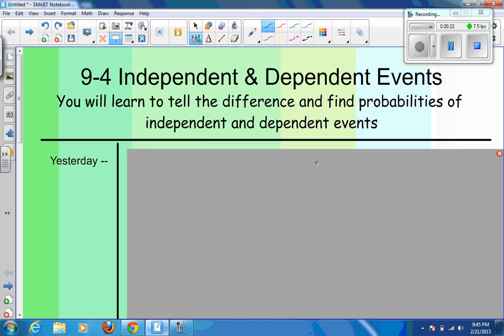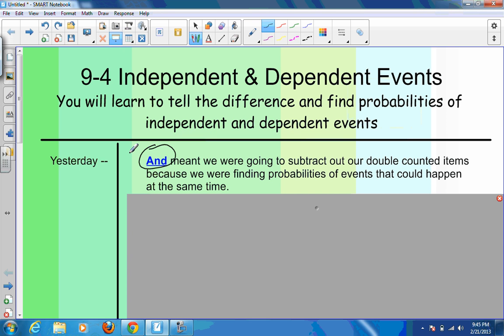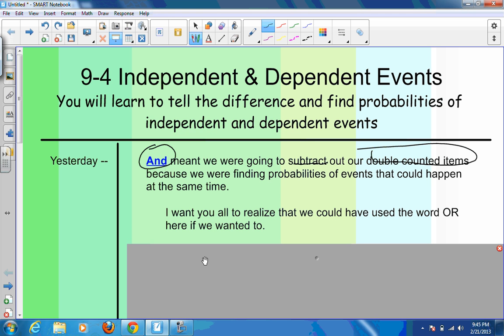First thing I want to do is talk a little bit about yesterday. Yesterday we talked about this word "and," all right? And we said that when we were going to use the word "and," we were going to subtract out our double counted items because we were finding probabilities of events that could happen at the same time, like finding the probability of drawing one card and having that card be a face card and a heart. So maybe the probability of a face and I'll just draw a heart. Because we could have face cards that are hearts, we had to subtract out double counted things.